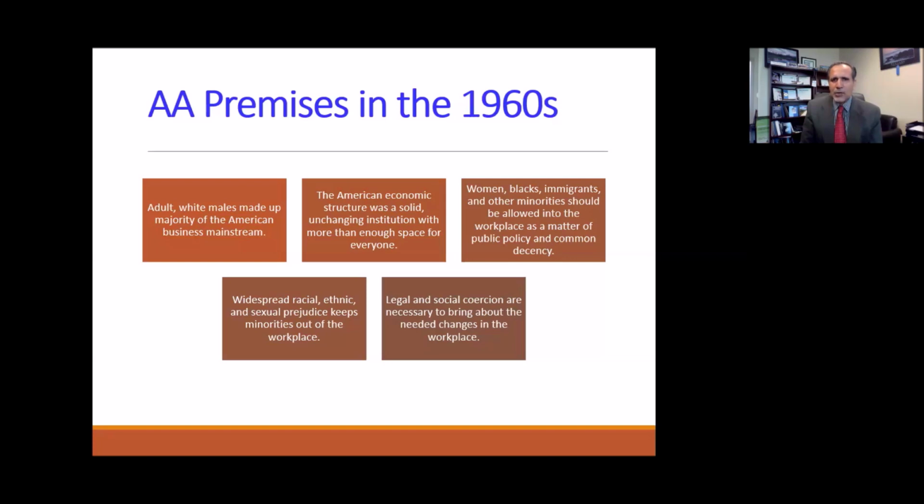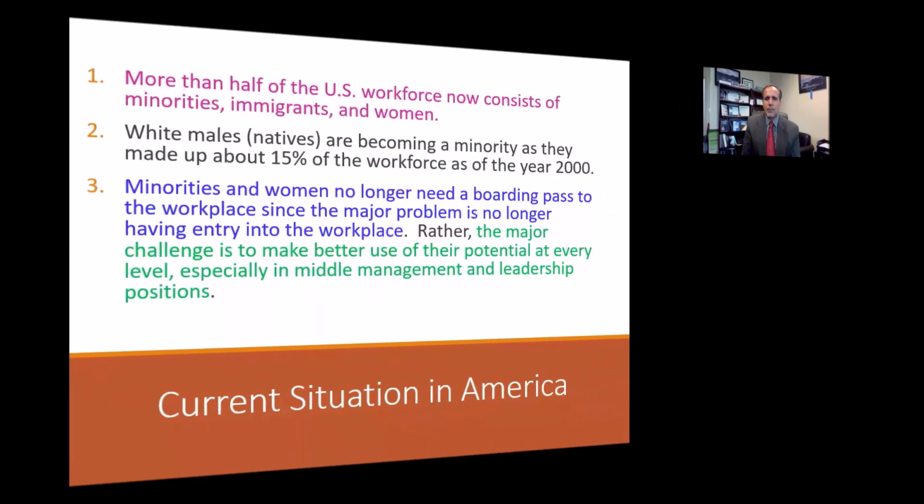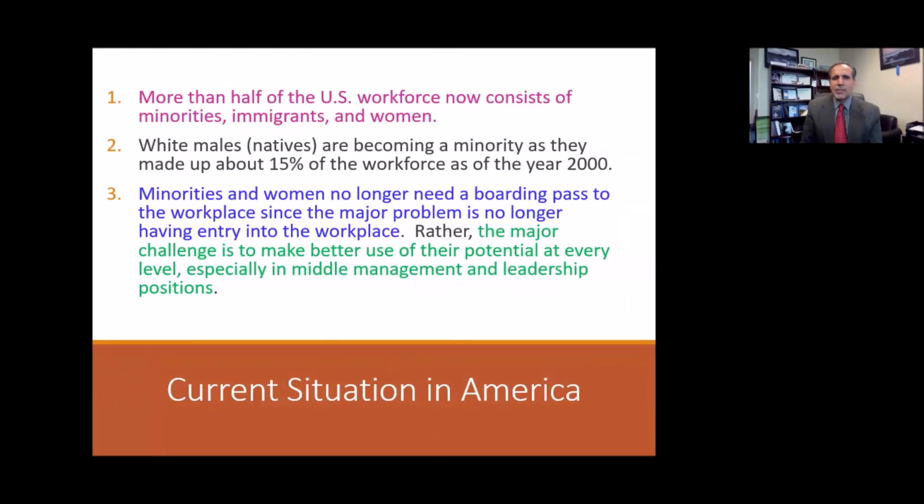And finally, another important premise was that legal and social interventions are necessary to bring about the needed changes in the workplace. The current reality in the United States today is that more than half of the American workforce consists of minorities, immigrants, and women. So the minorities are becoming the majority. White males are becoming a minority, as they made up about 15% of the workforce as of the year 2000. And so that number is decreasing each year.